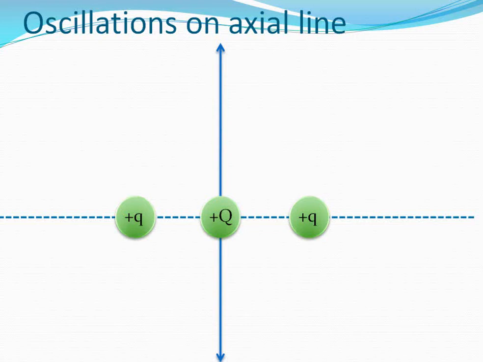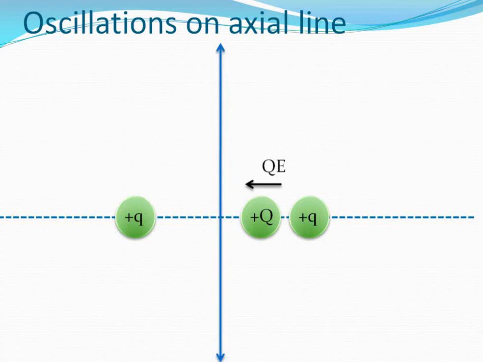For example, if you take this positive charge Q and stretch it a bit towards the right and then release it, it starts oscillating like this. As you can see, it oscillates along the axial line. Why does this oscillation occur? You see, when I stretch this charge +Q and release it, a force QE will act towards the left on this charge.